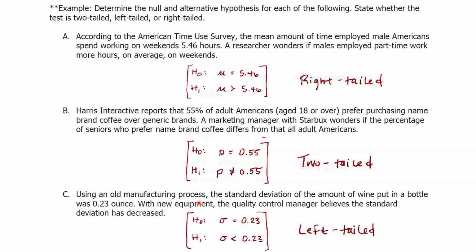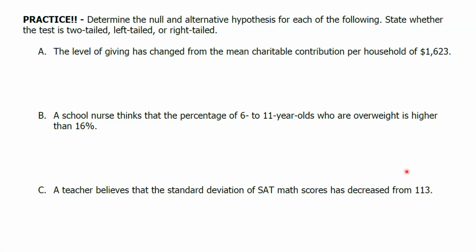So to set it up, we know we're doing a left-tailed test because it is decreased. Our null hypothesis is going to be sigma equals 0.23, because the quality manager believes the standard deviation has decreased. And since it's decreased, our alternative will be sigma is less than 0.23. All right, why don't you pause the video and attempt these three problems.